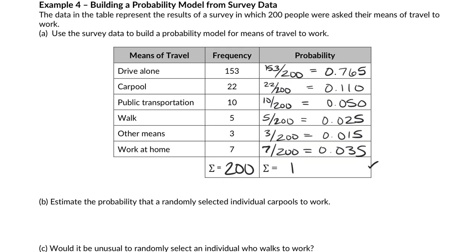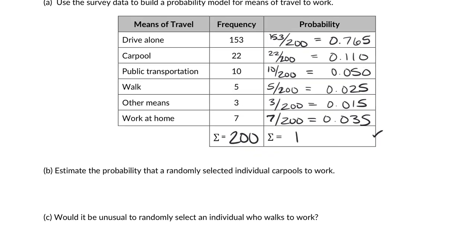We're going to then estimate the probability that a randomly selected individual carpools to work. So using the model, we're going to say the probability that somebody carpools, that's the event, is simply 0.11. Or if we were to survey 100 people, 11 of them would carpool to work. 11%.